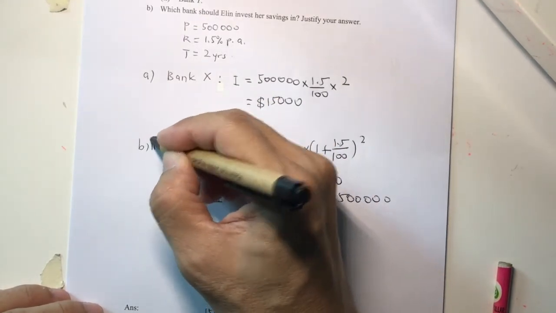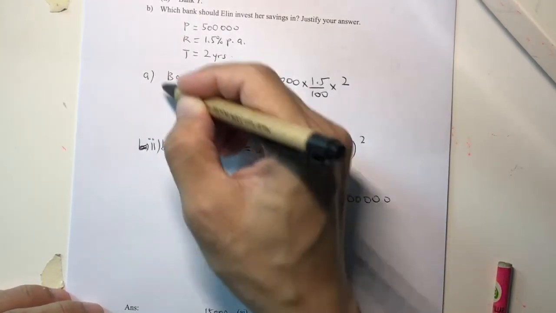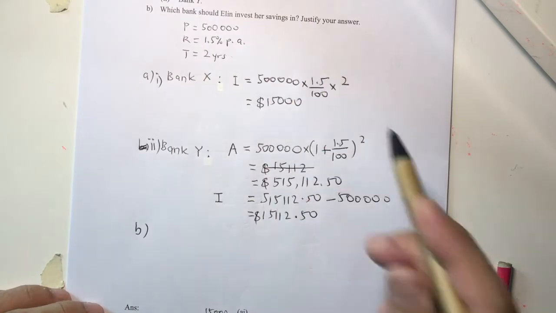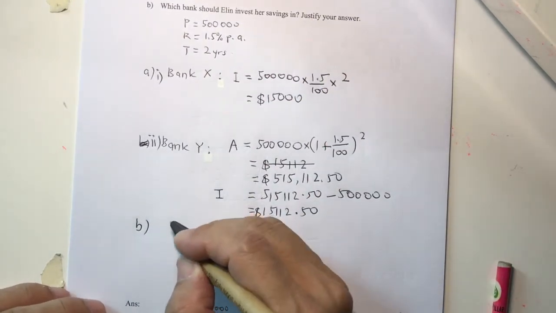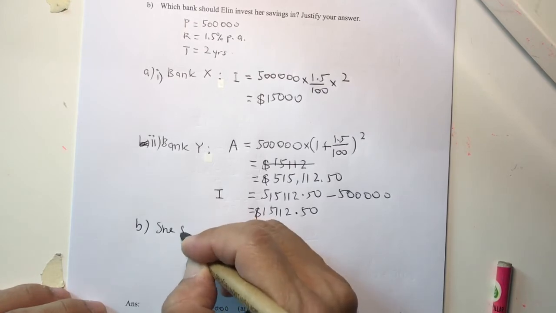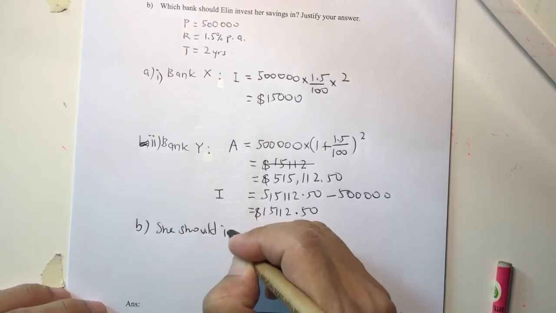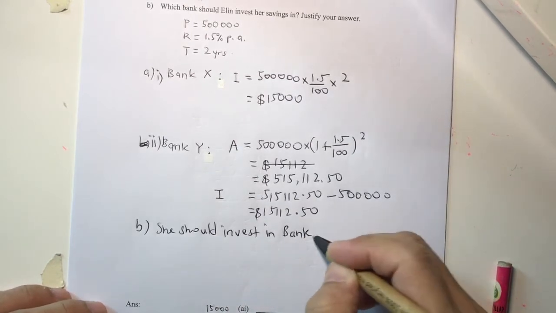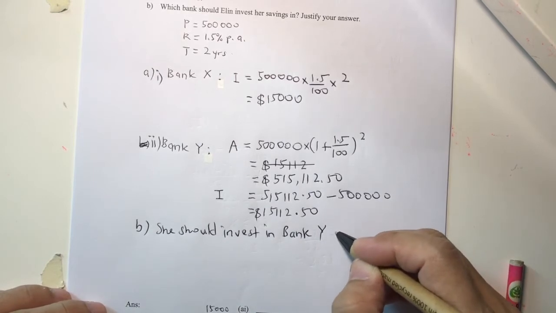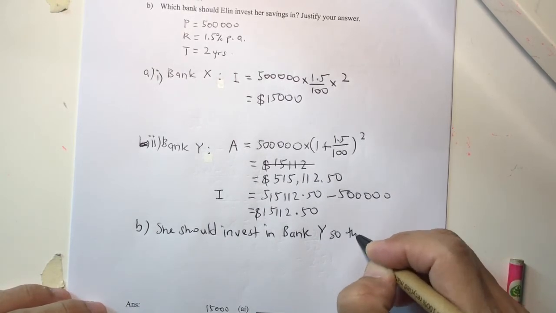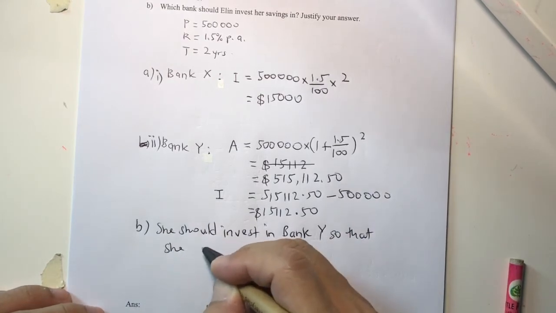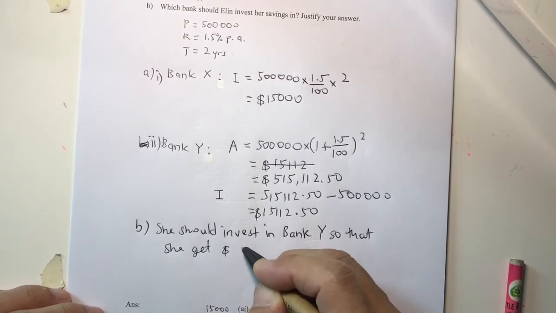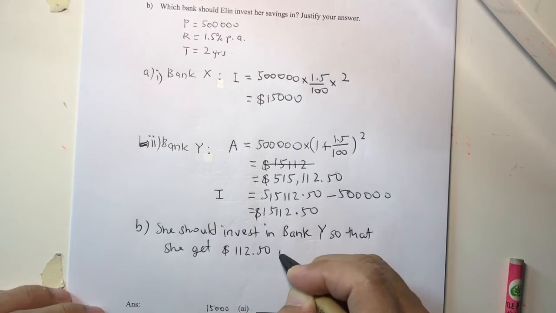This is part 2. And for part B, which bank should she invest in? She should invest in bank Y, so that she gets 112.50 more.